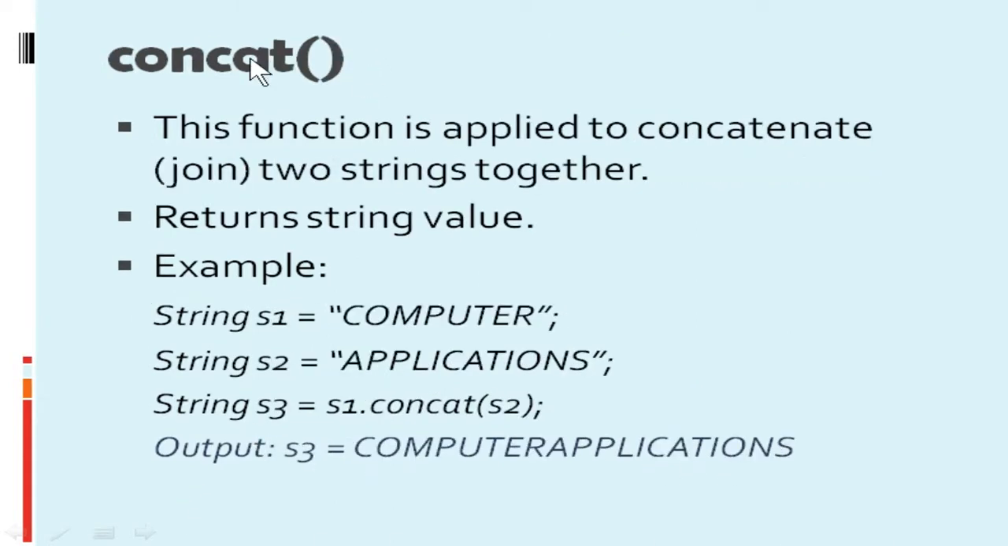The next function is the concat method. This function is used to concatenate two strings together. It is just used to join two strings, and it returns the string value. You can see the example given here: string s1 equal to computer, s2 equal to application. When you use the concat method, it will join these two strings and store the result in another variable. So you can see s3 equal to s1 dot concat within parentheses s2. This is the format you have to write.